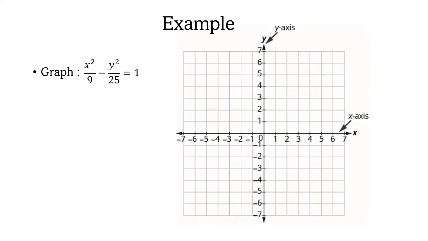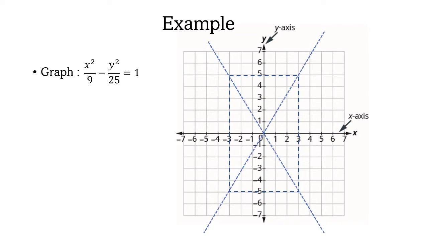Now, we're going to start graphing the first one. So we have x squared over 9 minus y squared over 25 equals 1. First of all, keep in mind the center is the origin. So we're going to draw a rectangle, 3 units to the left and right of the origin and 5 units above and below the origin. Then we're going to draw the asymptotes, which are the diagonals of the rectangle.